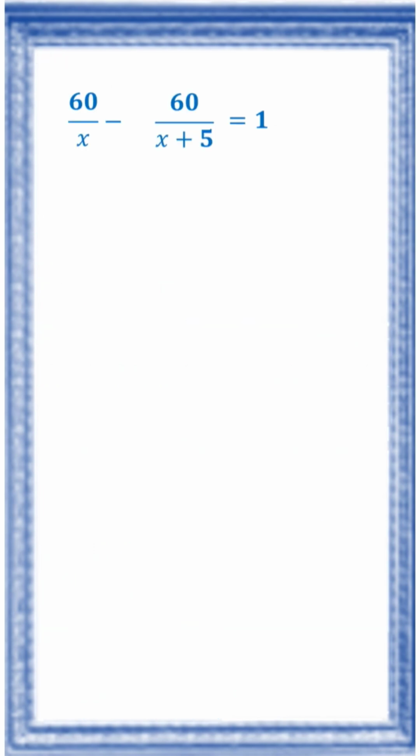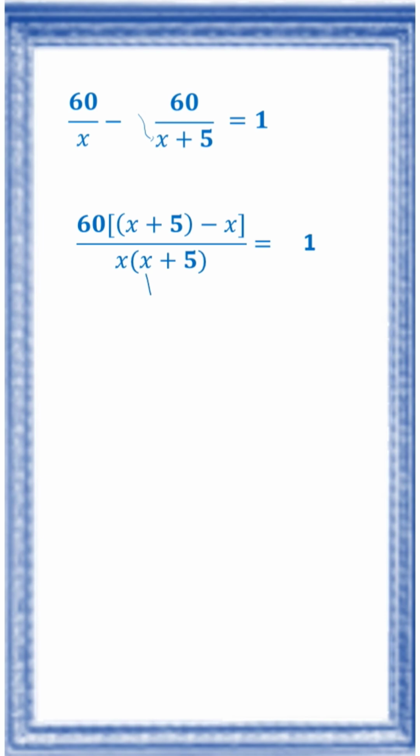Now let us take the LCM, which is x into x plus 5. In the numerator 60 is common. So 60 into x plus 5 minus x, that is equal to 1. Here x and x get cancelled. So 60 into 5, that is 300. Here multiply x into x plus 5, which is equal to x square plus 5x, that is 1.